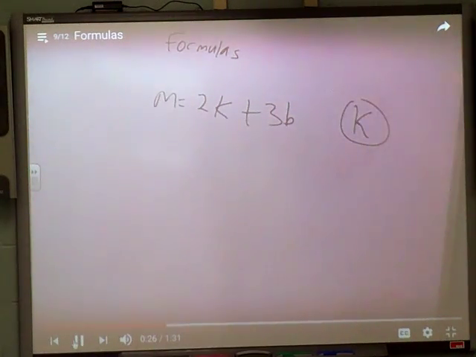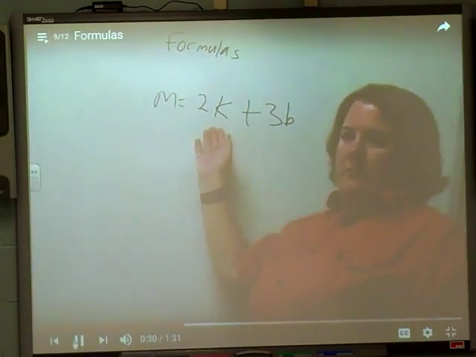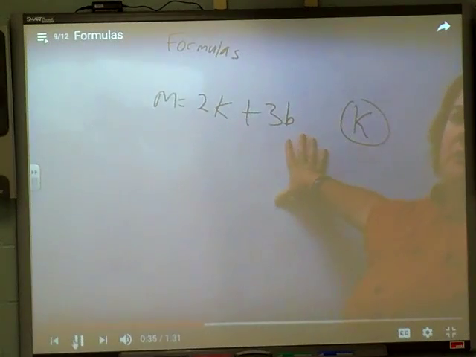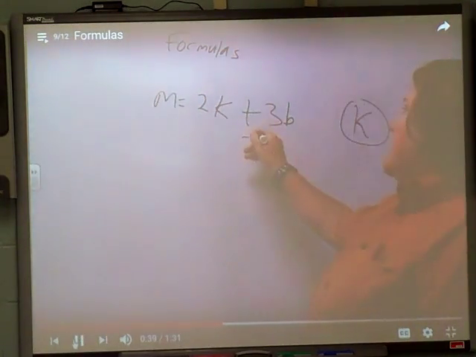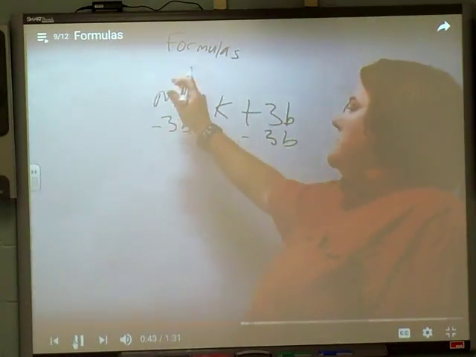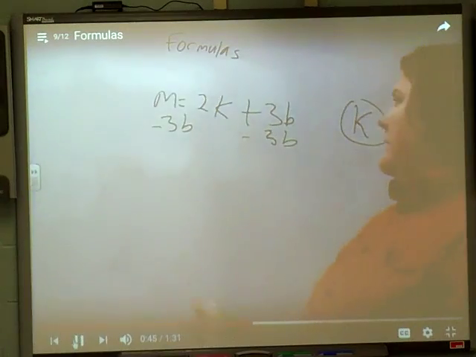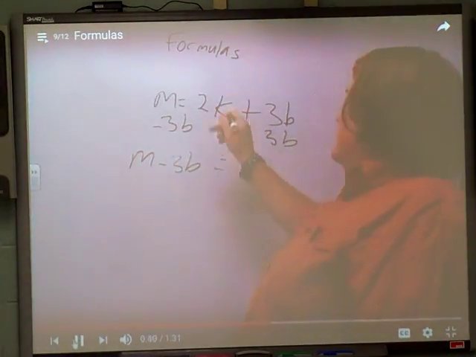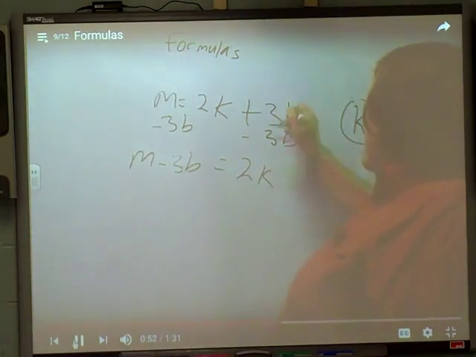Alright, my first step in isolating the variable that I'm solving for, k, and getting a k all by itself is to get rid of what's being added or subtracted to it. So it's got a plus 3b there on the end. So I'm going to subtract 3b from itself and from the other side. Now on the other side, what's m minus 3b? It's just m minus 3b equals, bring down my 2k. I got rid of that.